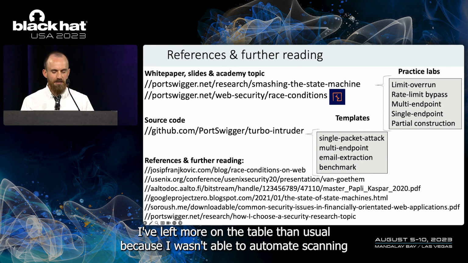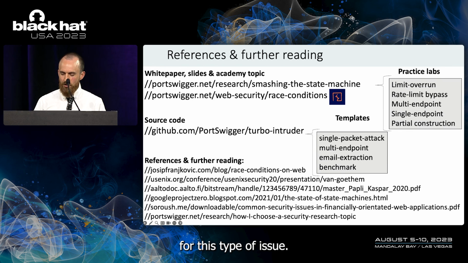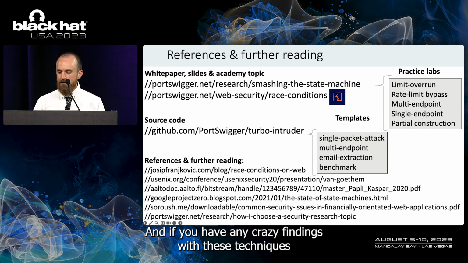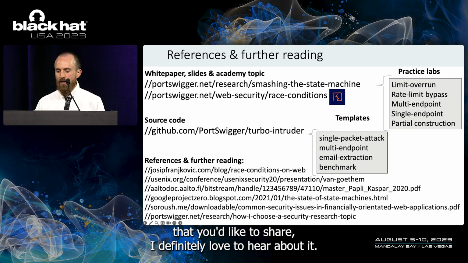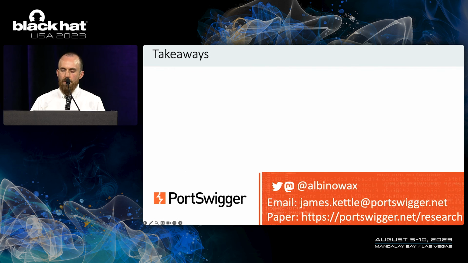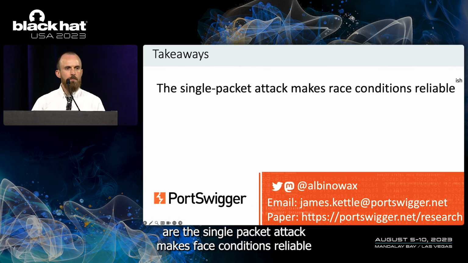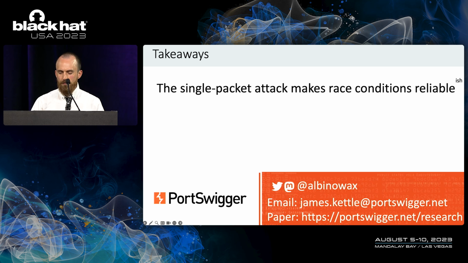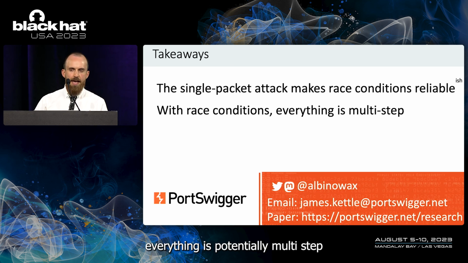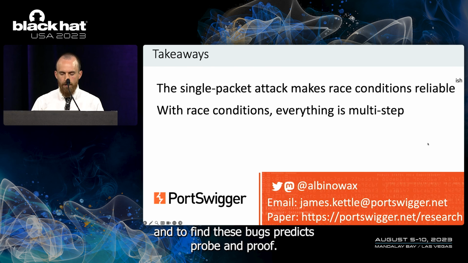I've left more on the table than usual because I wasn't able to automate scanning for this type of issue. And if you have any crazy findings with these techniques that you'd like to share, I'd definitely love to hear about it. The 3 key things to take away are the single packet attack makes race conditions reliable. With race conditions, everything is potentially multi-step, and to find these bugs, predict, probe, and prove.